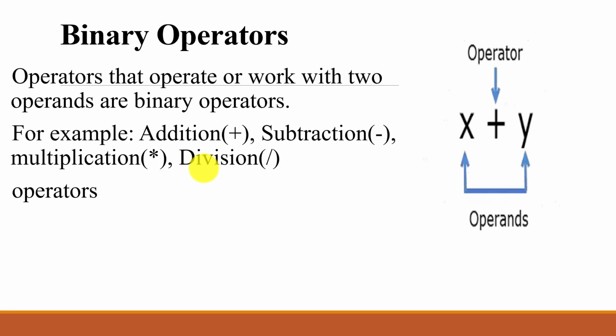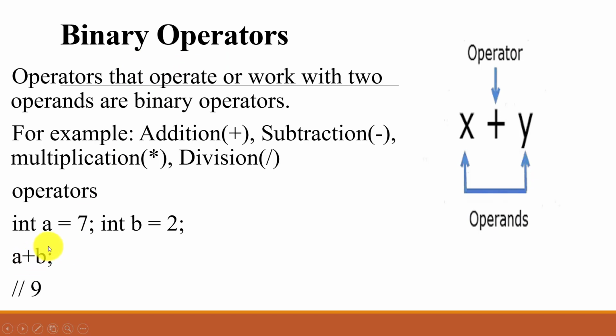And most of the operators in C are binary operators. Suppose, for example, I have the expression A plus B. Now A and B are two separate operands, and that's why the plus becomes a binary operator, because it's acting on two operands.